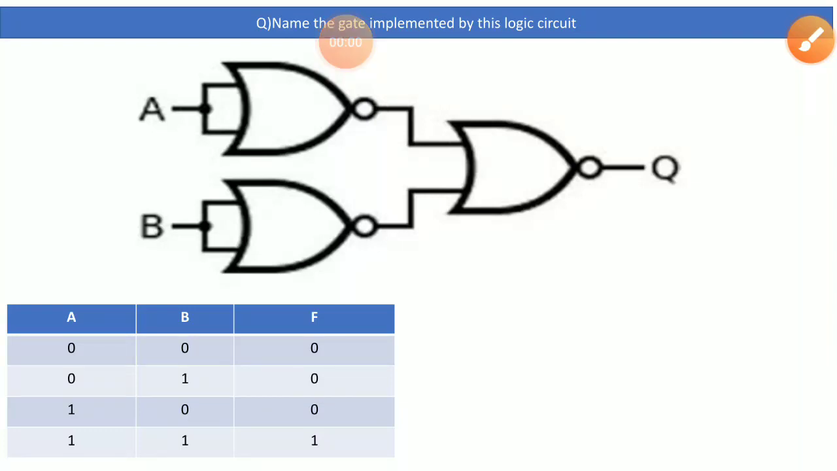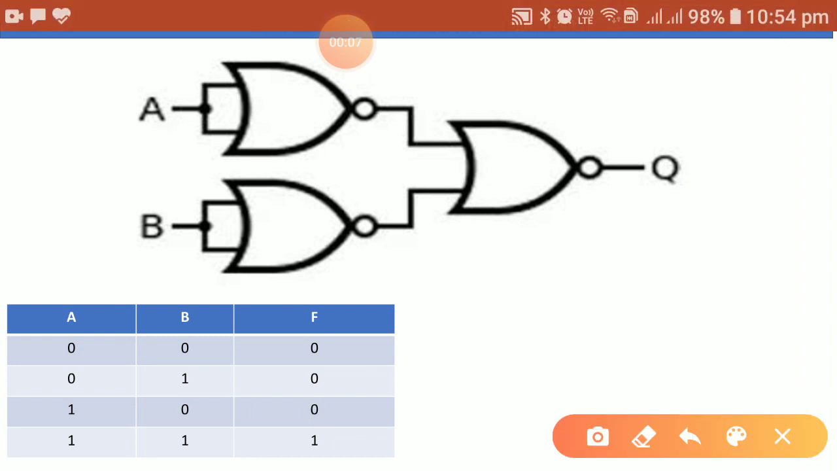Again, this is the question. Name the gate implemented by this logic circuit. Okay, to do this, as you can see, we have two inputs, this one and this one.